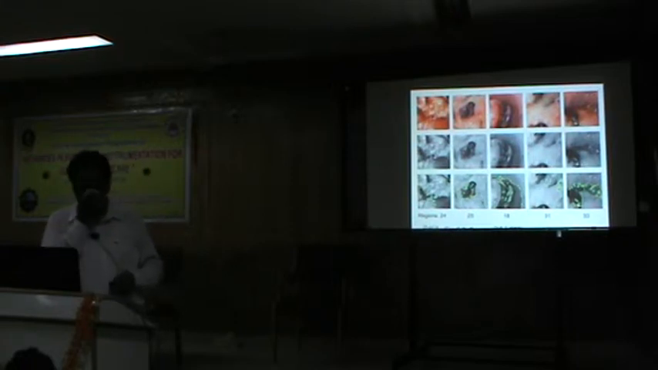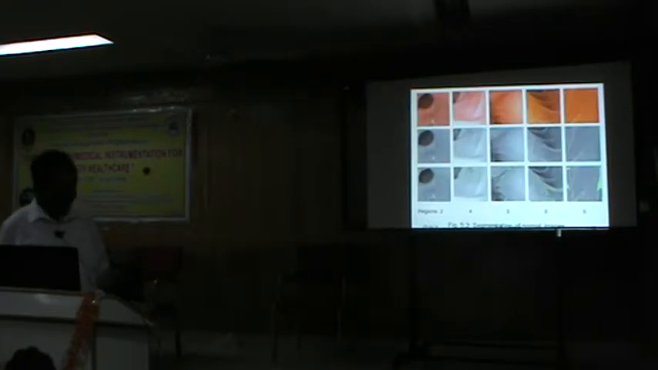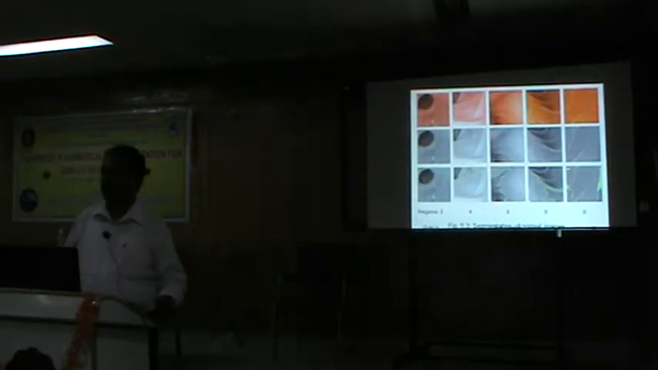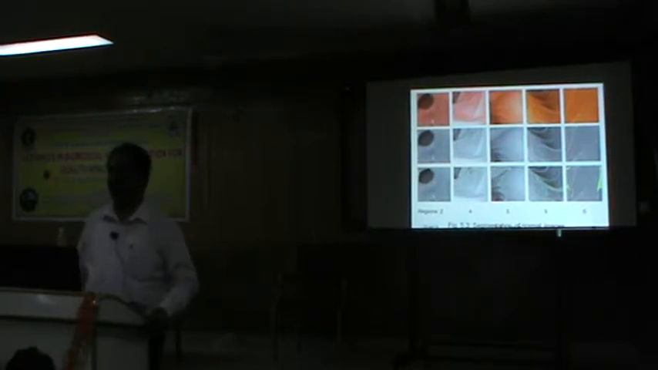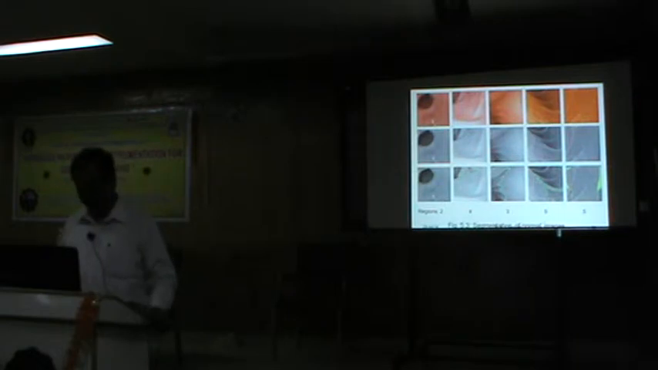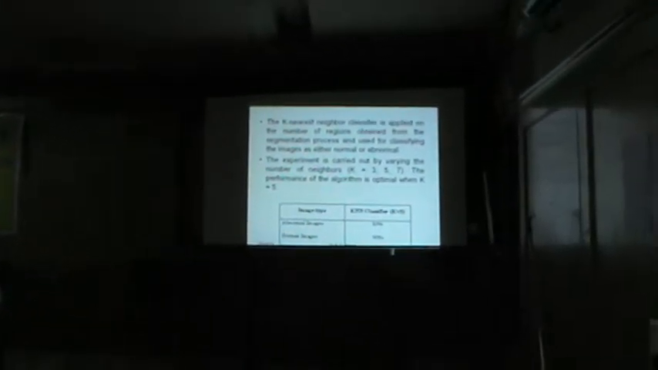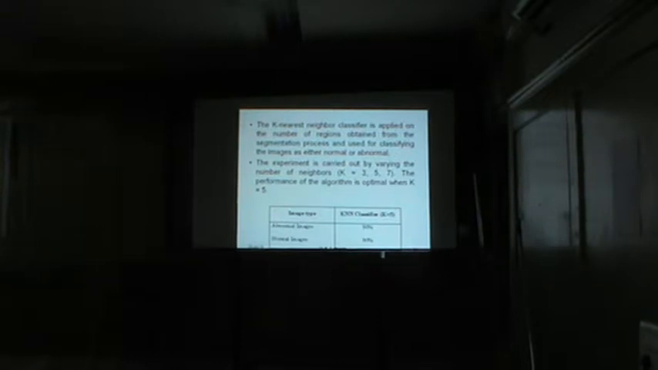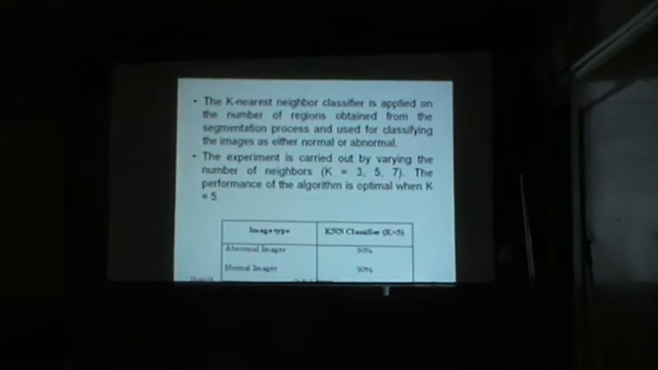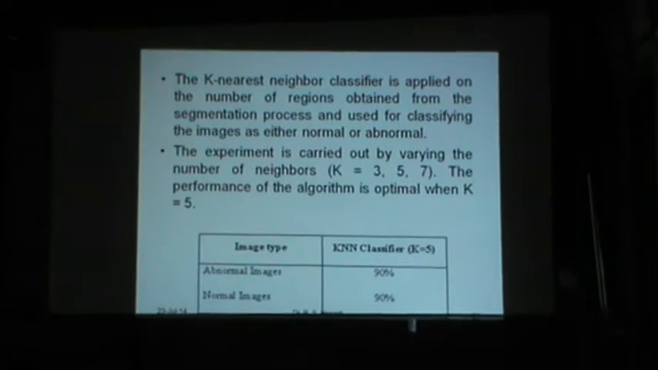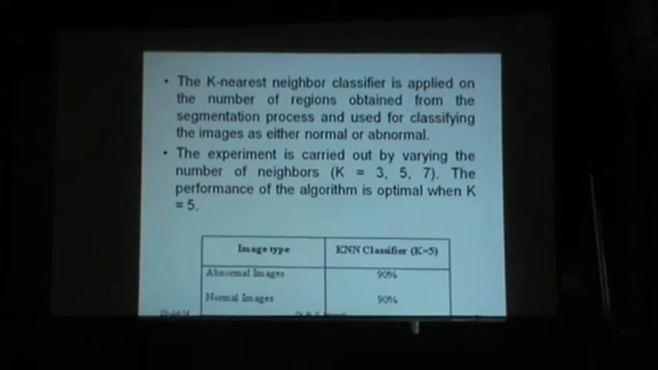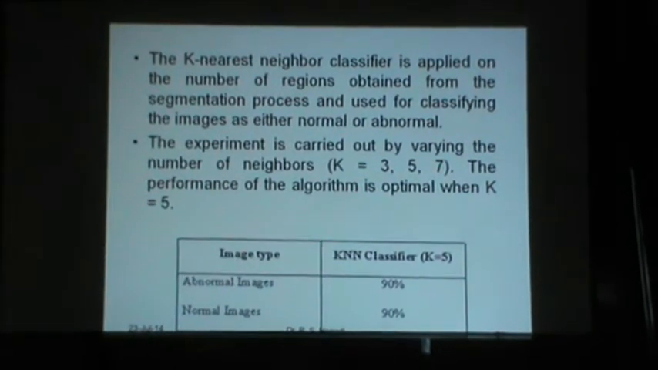Regions obtained for the abnormal images, and we have compared this with our normal images. You can see there is quite a discrimination in the result between the normal images and the abnormal images. So we have further applied the classification technique. We have used the k-nearest neighborhood classification technique, and the accuracy of the proposed method, even though it is not so good, is 90% for abnormal images and 90% for the normal images.